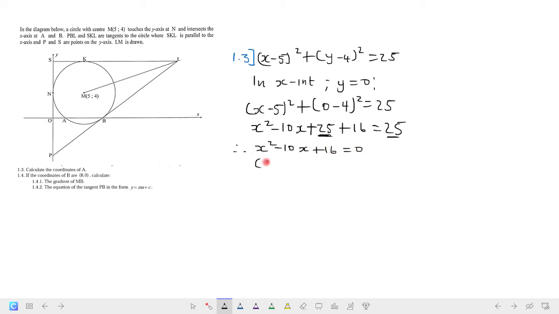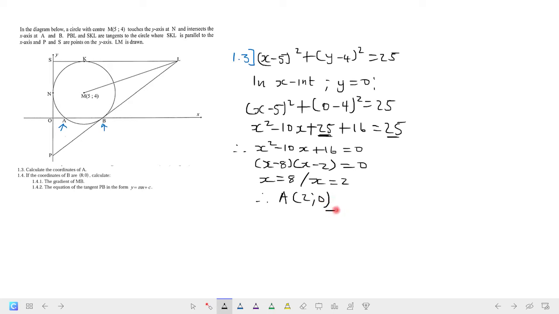So let's factorize here. If you're factorizing, I'm going to get 8 and 2, then minus minus, which means x is going to be 8 or x is going to be 2. Now looking at this diagram, you can see that the x coordinate of A needs to be smaller than the x coordinate of B. So this means our final answer here, the coordinates of A, is going to be (2, 0), and that is going to be our answer.